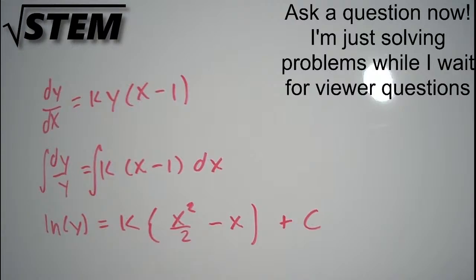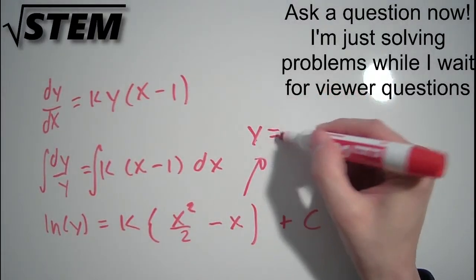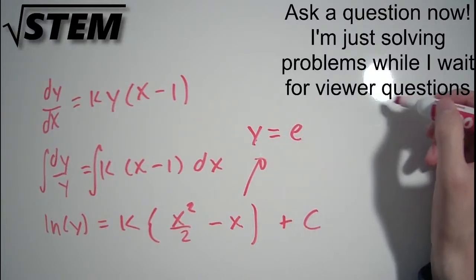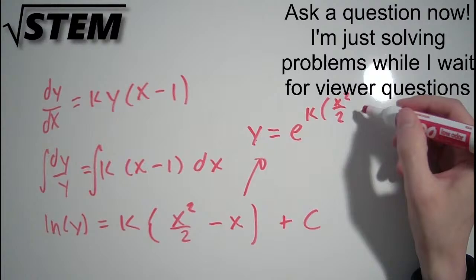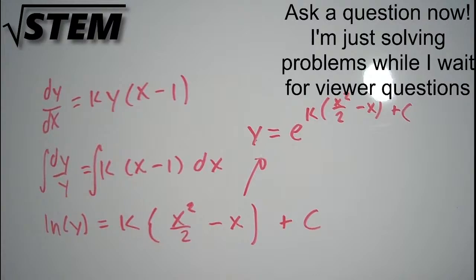And now, if we want to solve for the function y, we can raise both sides to e, the exponential function. So that over here would give us y being equal to e to the power of all this junk. So k times x squared over 2 minus x plus c. But we can simplify that.